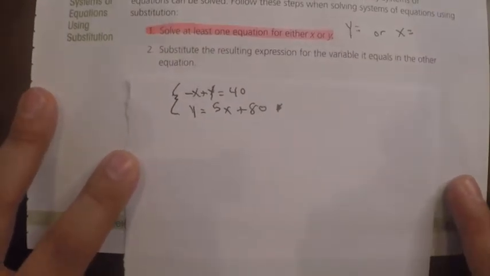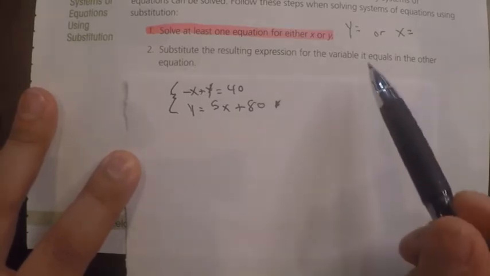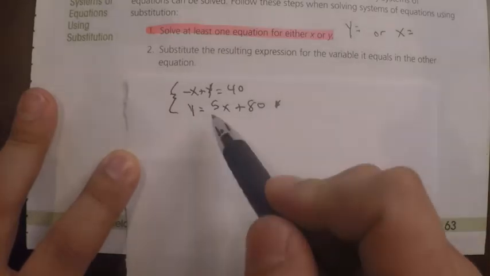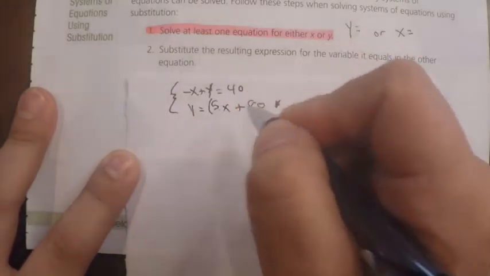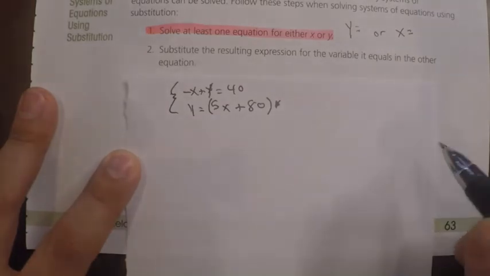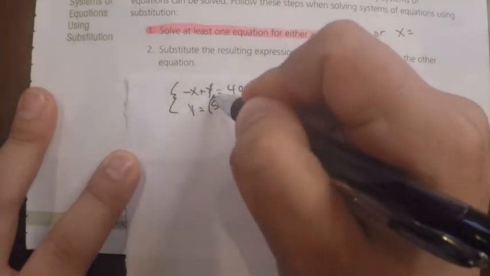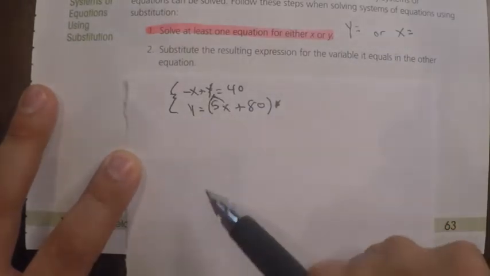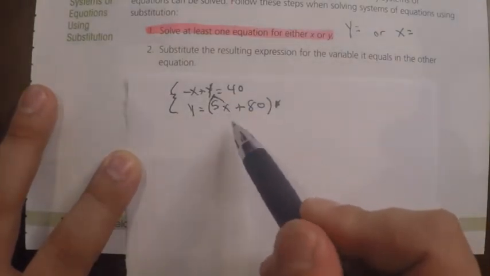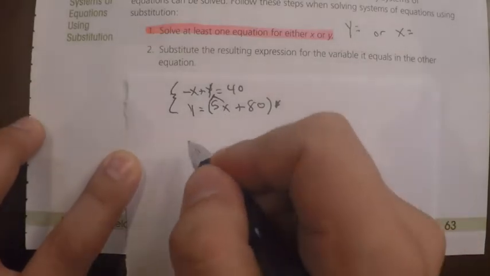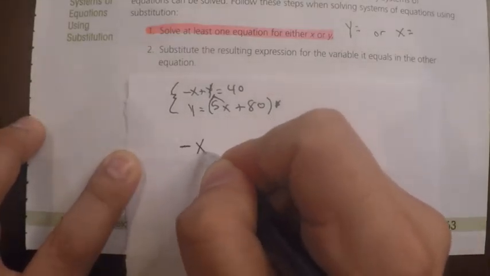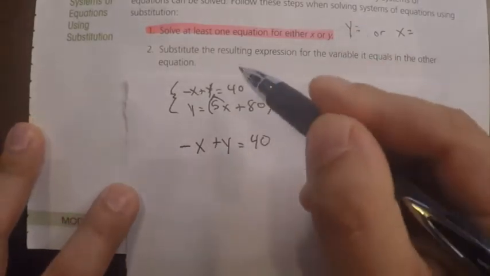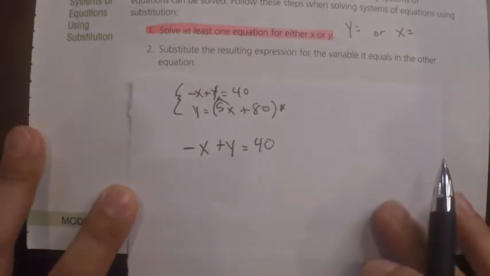Step 2 says substitute the resulting expression for the variable it equals in the other equation. What that means is we're going to take this 5x plus 80 and substitute it into our equation negative x plus y equals 40, where the y was, because y equals this expression, so we can substitute it in there. So the way that looks is I'm going to take the first equation, negative x plus y equals 40.